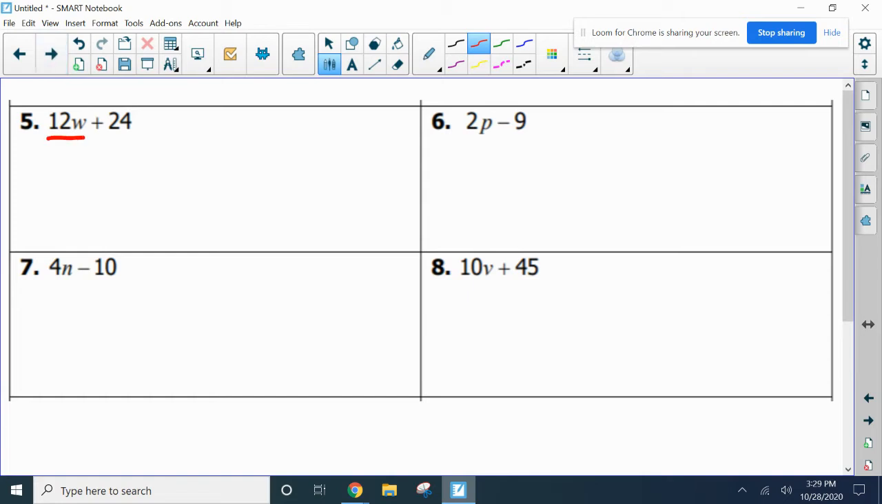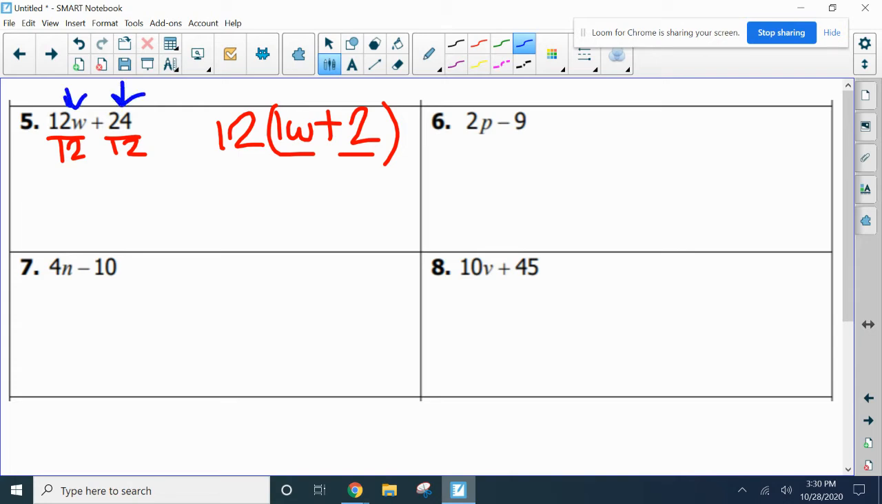So I can go ahead and say that I'm going to pull out a factor of 12 from the first term and from the second term. So I'm going to pull out 12. I'm going to make my parentheses, set them up. Term 1 plus term 2. When I divide my first term by 12, I'm going to get 1W because 12 divided by 12 is just 1, and leave our W. And then 24 divided by 12 is just 2. And then if you multiplied it out, 12 times 1W is 12W, and 12 times 2 is 24. So I know I did it right. So did you get that right? Awesome.